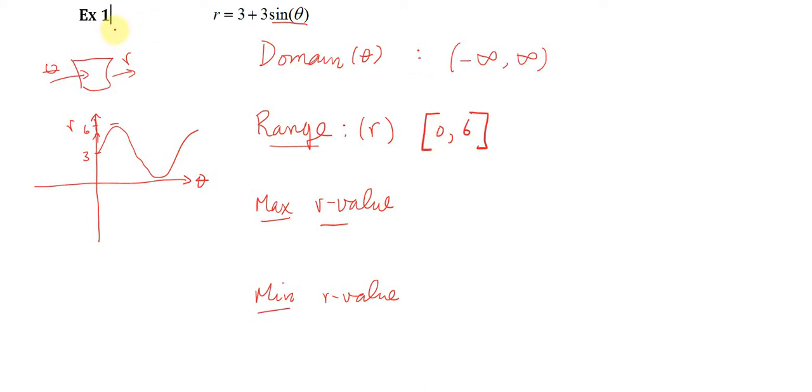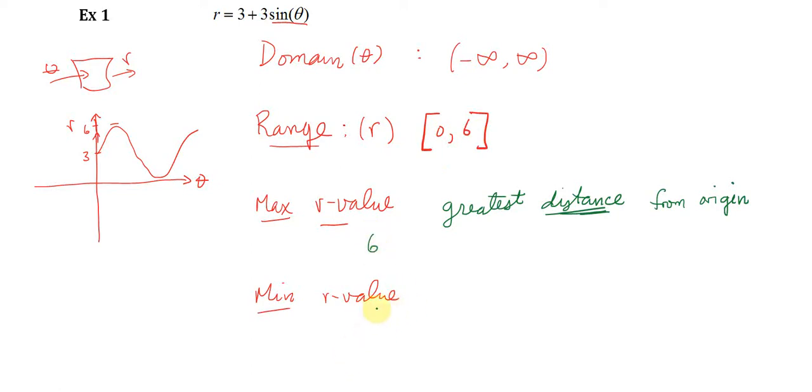Next, we are going to talk about the maximum R value. So the maximum R value is the greatest distance, and distance here is the operative word, from the origin, or from the pole, if we want to use polar terms. In this example, if we look at the range, the R value is the range. The biggest R value that we could have here is 6.